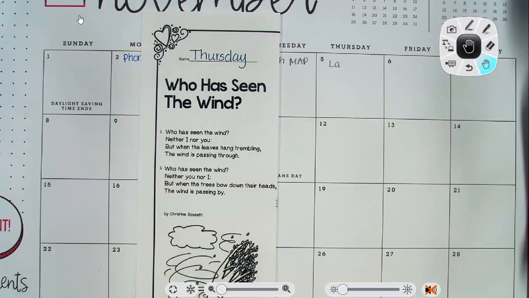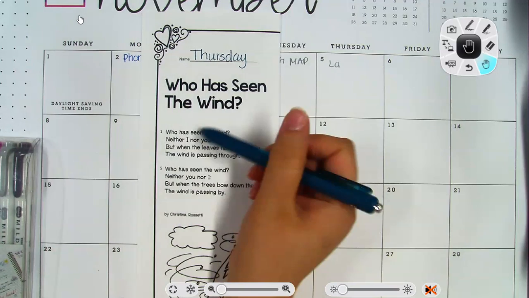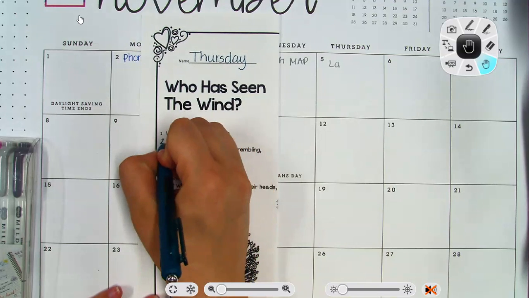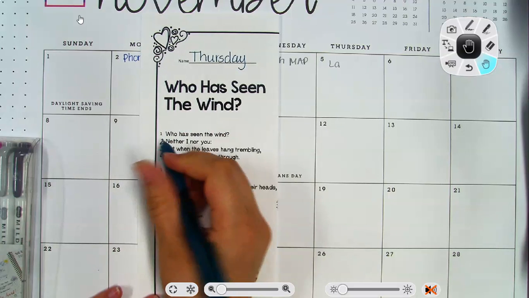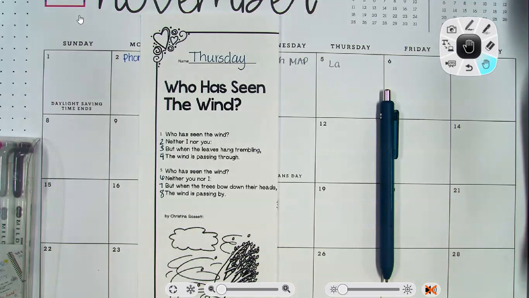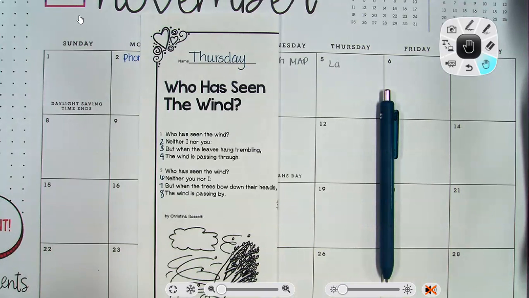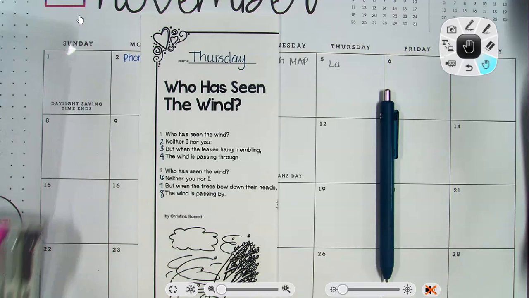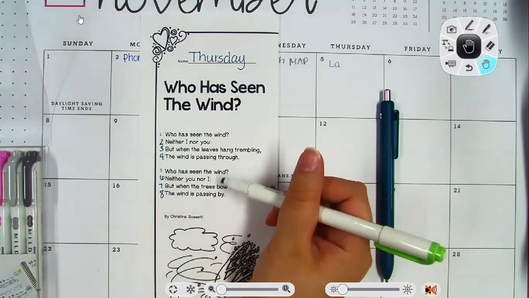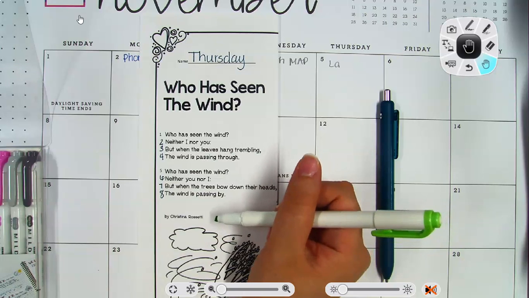So let's look at the parts of our poem. First, let's count our lines. They've already started counting for us. So I have 1, 2, 3, 4, 5, 6, 7, 8. So this poem has 8 lines. Then let's look at how many stanzas are in our poem. Remember, a stanza is a group of lines put together, and there's a space in between the next group of lines.